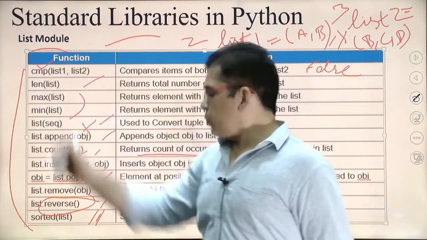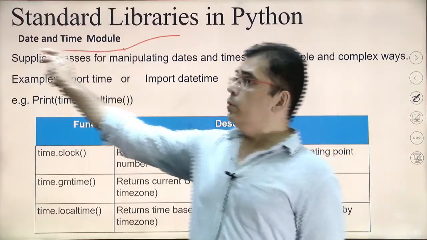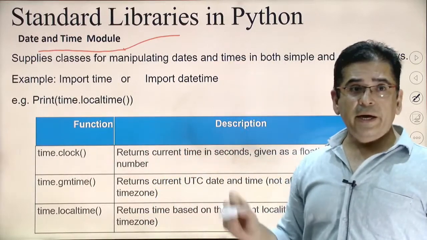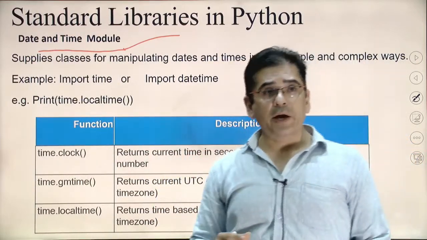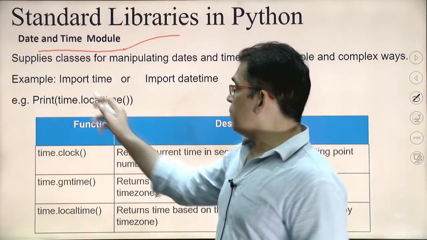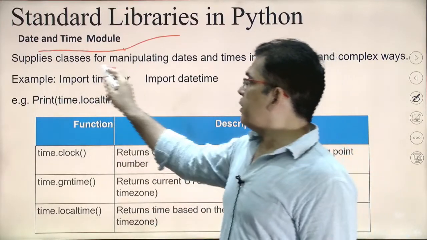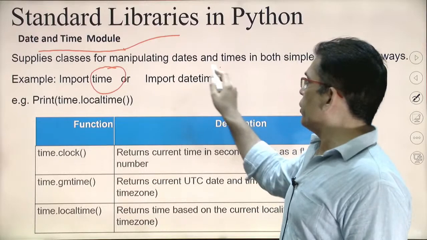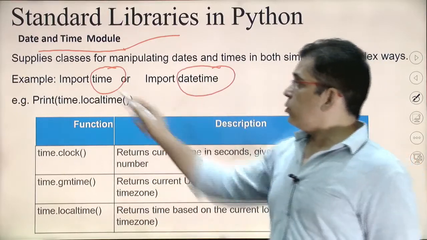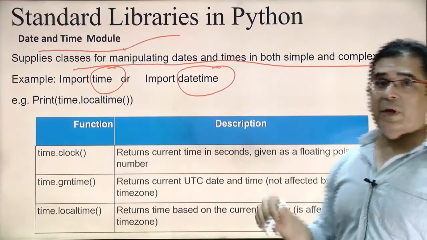So this is the list module, and the last one for today's class is the date and time module. The date and time module is used to provide you the system's current date and time. I have given examples of two kinds of modules here. Either you can import time or you can import datetime. It supplies classes for manipulating dates and times in both simple and complex ways.